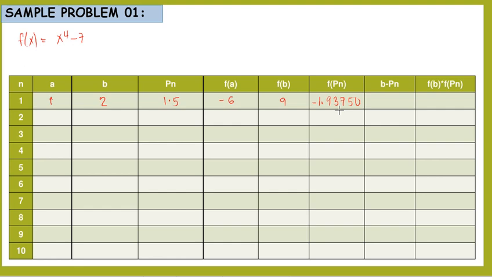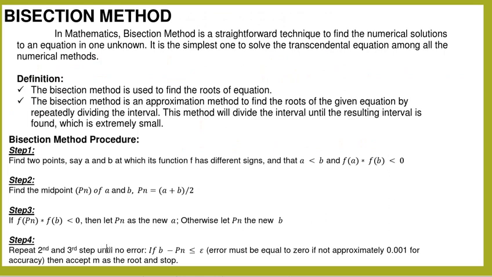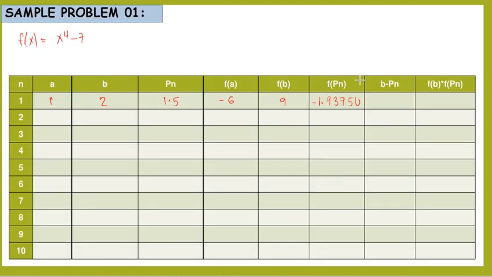So, isubstitute lang natin itong value ng A, B, and Pn dito sa ating equation para makuha natin yung function. Okay? So, para ma-solve natin yung accuracy natin, yung B minus Pn. Ito yung magiging error kasi natin. Kasi sabi nga natin dito, if B minus Pn is less than or equal to error, or error must be equal to 0, dyan lang tayo mag-stop. So, kailangan nating isolve yung B minus Pn. Okay? So, B minus Pn, so 2 minus 1.5, that is 0.5.